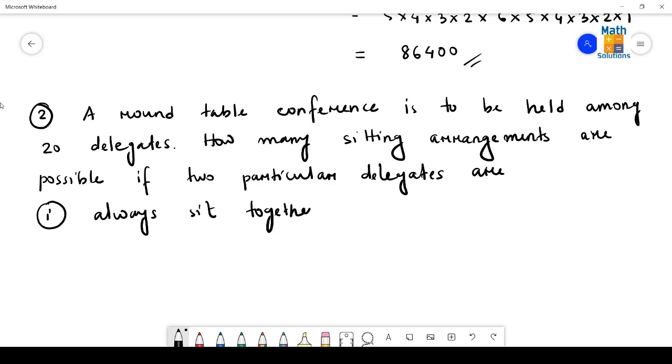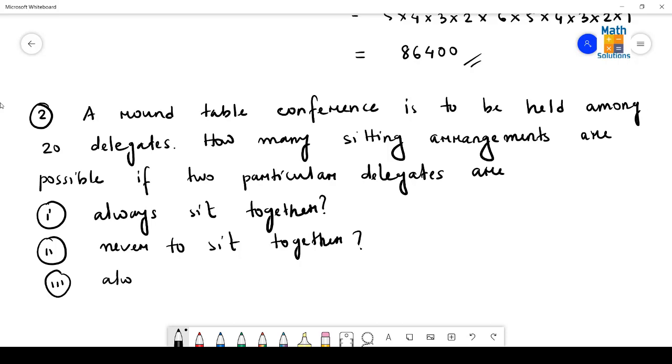Together. Then the next question is, here there will be a question mark. The second question is never to sit together. And then the third one is always separated by exactly one person.